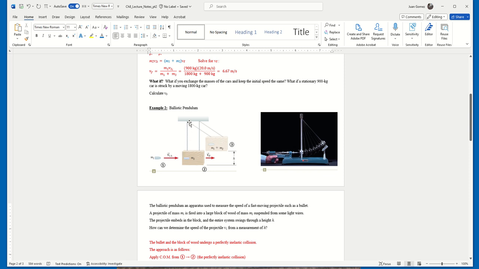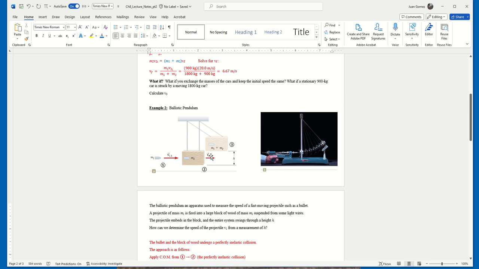But here's a sketch. Here you have this block of wood suspended from a support. That's your pendulum. It's initially at rest. The block of wood we'll call M2. You fire a bullet into this block of wood. We'll call the bullet M1, and it has some initial speed. What happens is, in stage 1, you fire the bullet into the stationary block of wood. It's just hanging there. When the bullet hits the block of wood, it becomes embedded, and then they move off with some final speed.